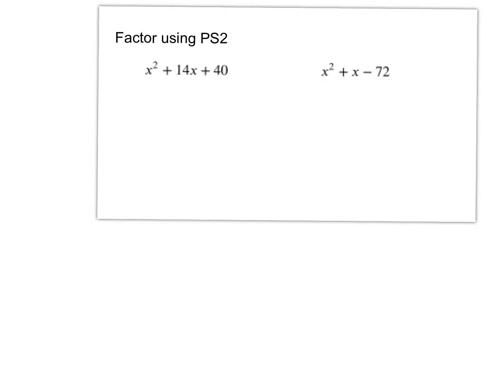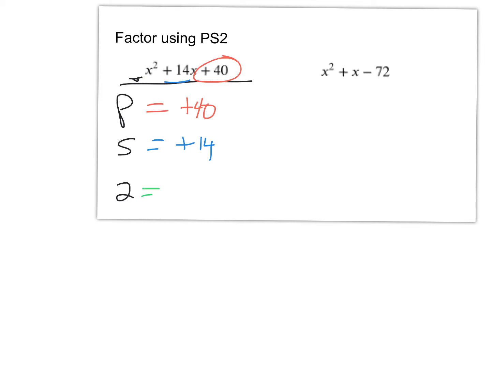All right, so kind of a mix-up here. So let's, again, go through this. So let's start. I've got 3 pieces, no leader in front of the square, sorry. So that means I can use PS2. All right, product, +40. Sum, +14.